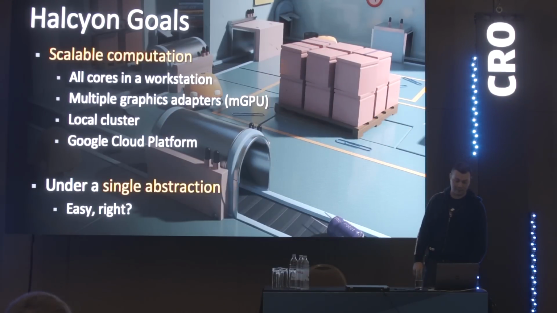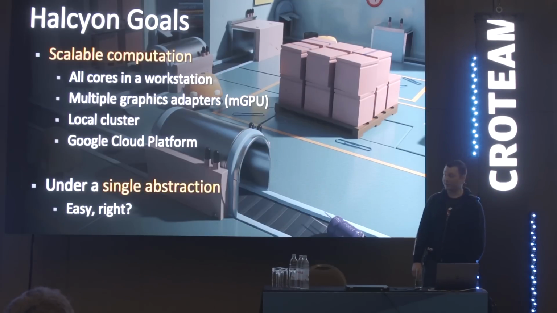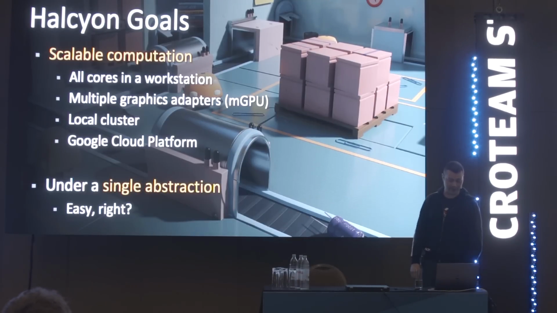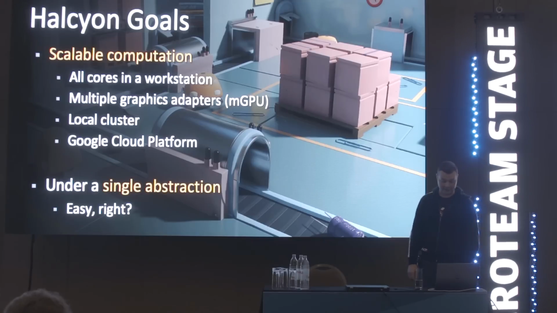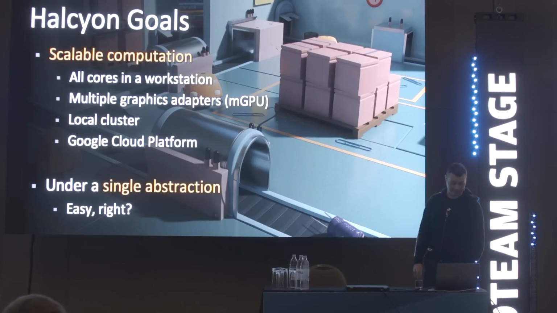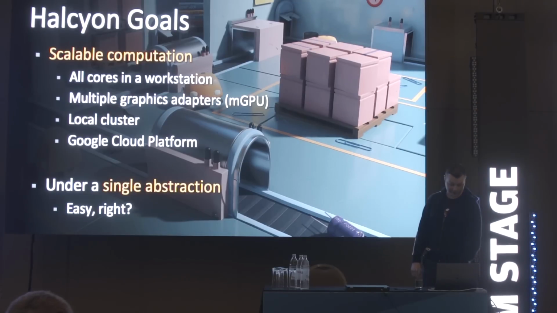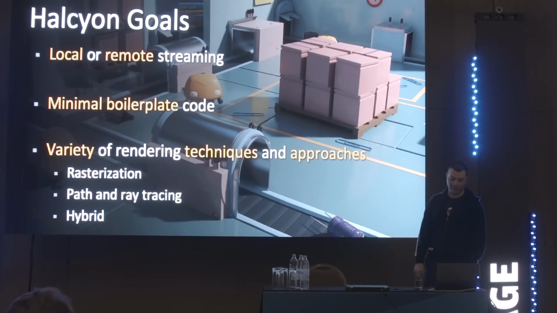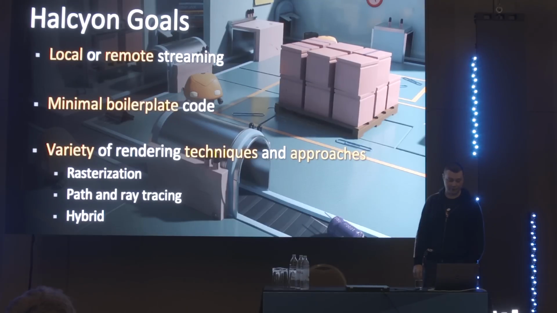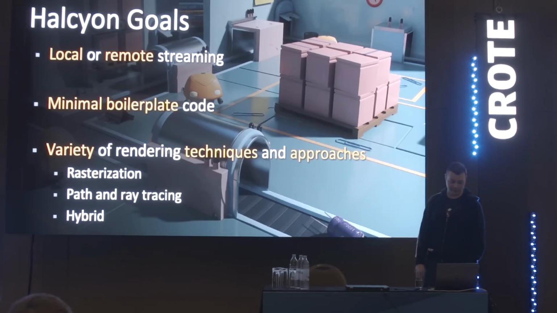Since we also want to experiment with techniques that may not map to average present-day hardware, we have also decided on supporting scalable computation. We scale to all cores in a workstation, multiple graphics adapters, local Kubernetes clusters, and also Google Cloud Platform. We also designed our scaling approaches to work under a single abstraction, which is easy. It wasn't. So we do traditional local rendering, but in addition to scaling computation, we also chose to support scaling rendering remotely and transmitting the results back to the application, such as buffers, textures, or swap chains.